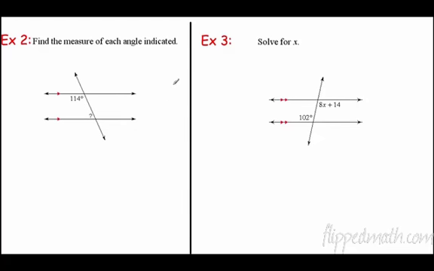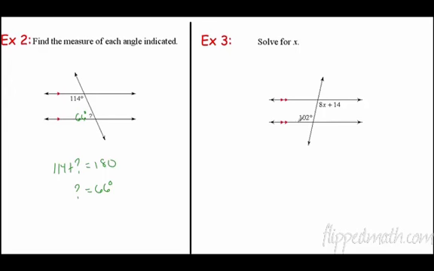Find the measurement of each angle indicated. So I want to find this. What kind of relationship do I have here? That's same side interior. So 114 plus question mark equals 180. Subtract 114 over the other side, and I should get 66. So that would be 66 degrees.